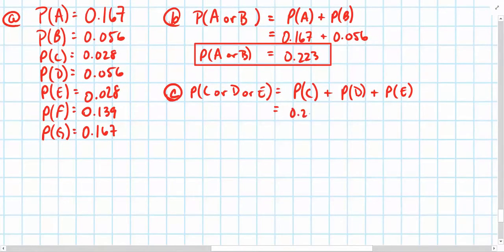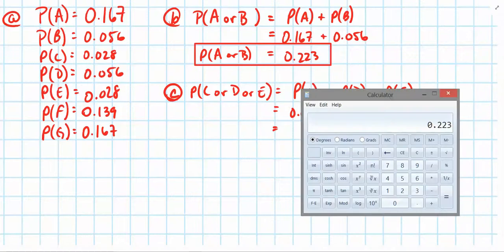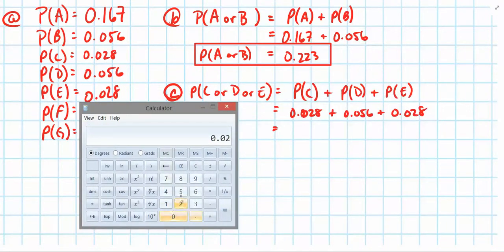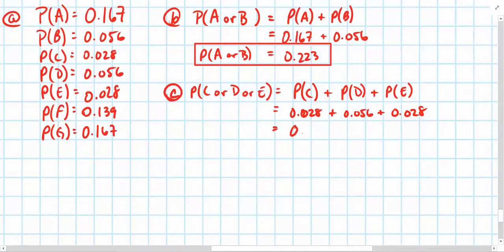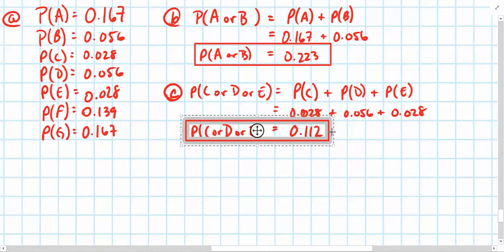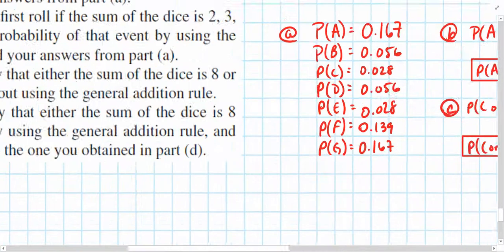Probability of C was 0.028, D was 0.056, and E is 0.028 again. Now to sum these together, 0.028 with 0.056 with 0.028 comes out to be a 0.112 probability, or about an 11% chance that you lose on the very first roll.